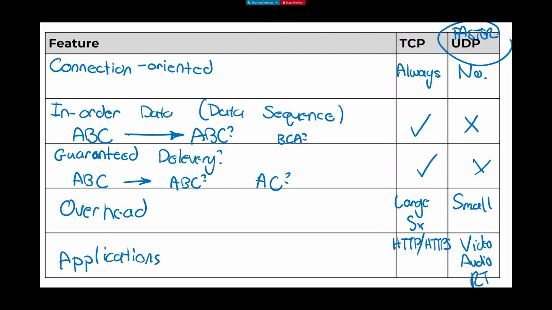TCP, on the other hand, cares about accuracy over speed. So as an app designer, you're going to have to decide: do I need accuracy or do I need speed? And that's a trade-off that we get to make. So you can choose, do you want TCP or do you want UDP? Most of the time, you're probably going to choose TCP.